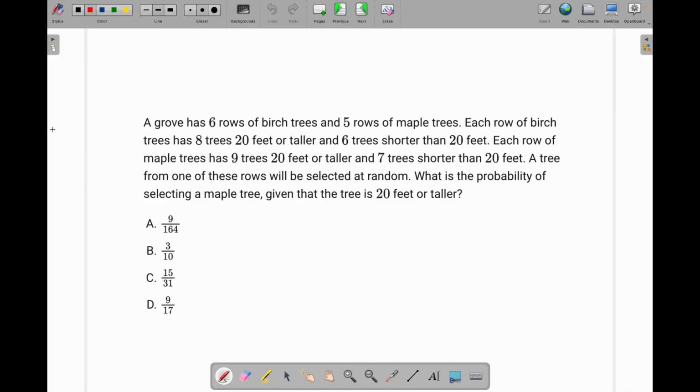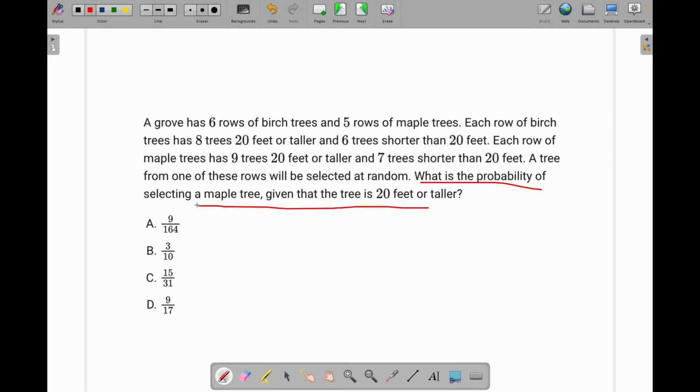A grove has 6 rows of birch trees and 5 rows of maple trees. Then we have a bunch of information. Well, let's look at the question. What is the probability of selecting a maple tree given that the tree is 20 feet or taller? So out of all these rows, we're taking just one singular tree and then deducing if it's a maple tree and 20 feet or taller.